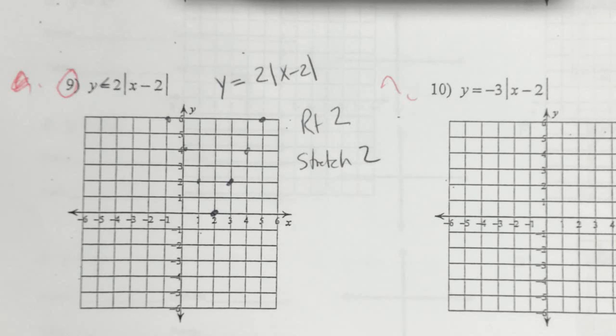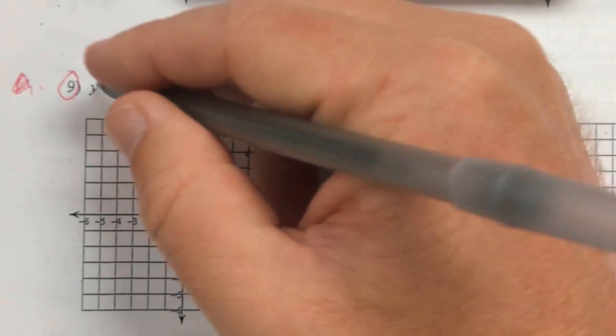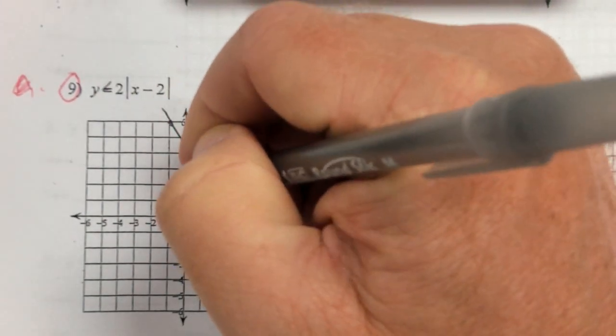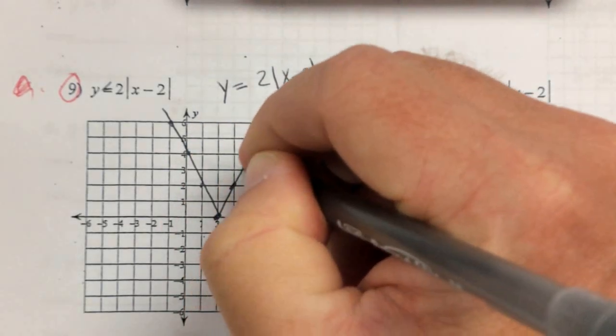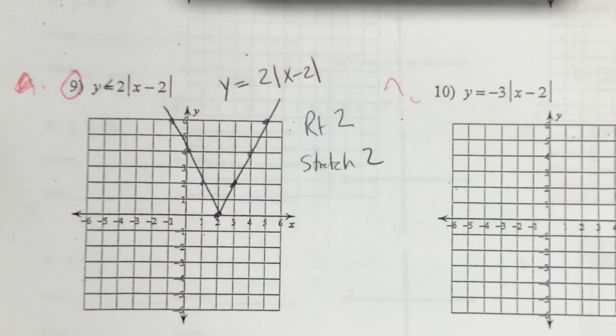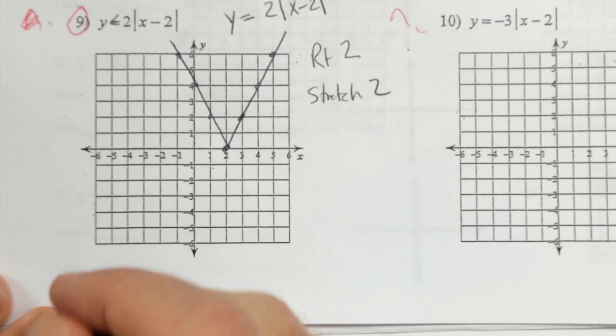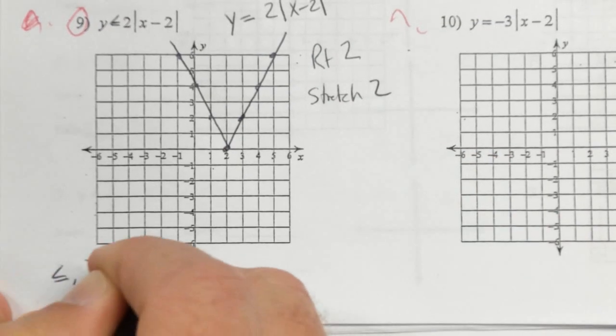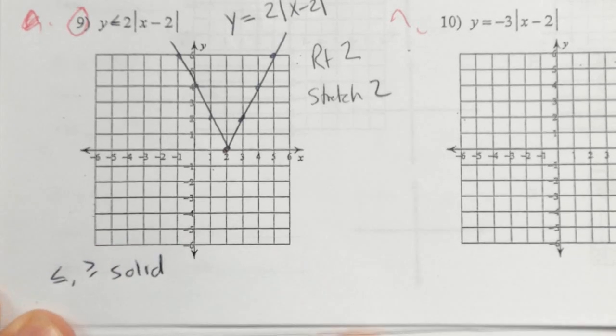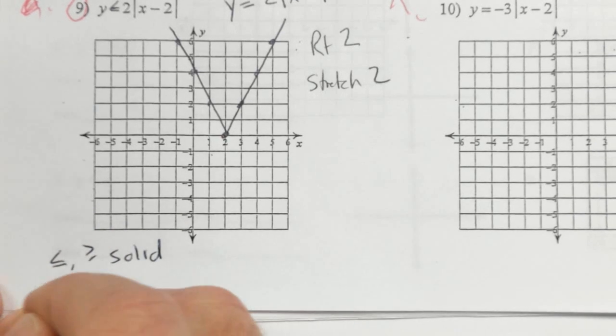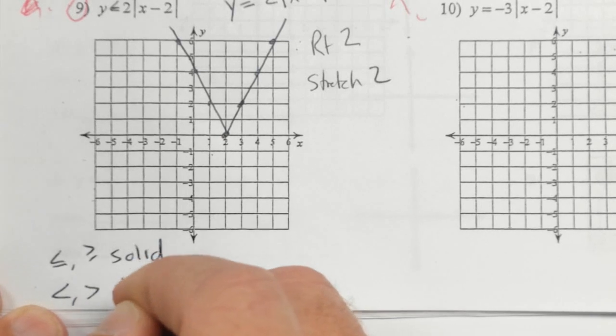There's this thing about a solid line or a dashed line. Oh, this one's solid. Why is this one solid? Because it's equal to. If it's equal to, you want a solid line. Probably should have done one that wasn't equal to, that way we'd have to see the dashed line. So solid line for equal to. So if you remember that, great. If the equal to sign is on there, then it's a solid line. If it's not equal to, then it's a dashed line.